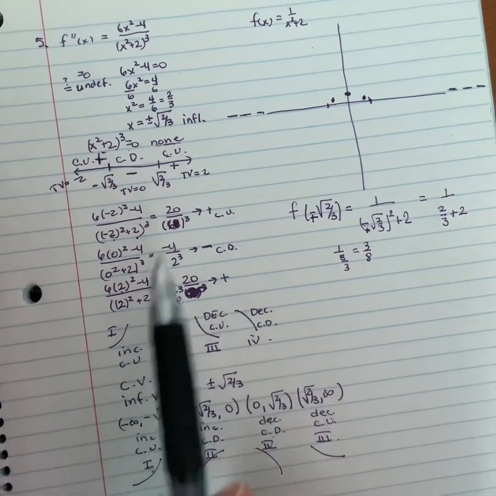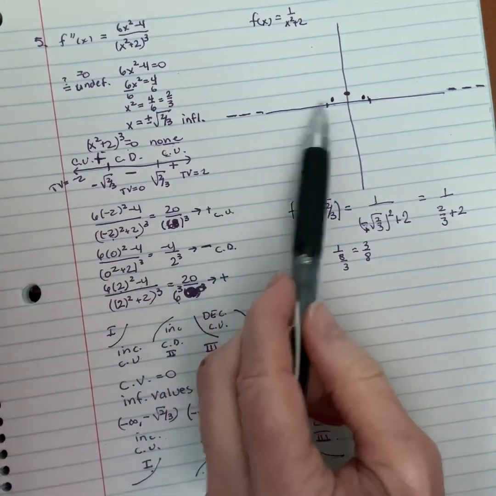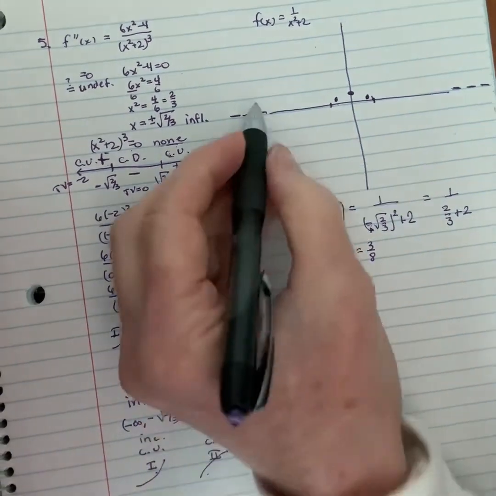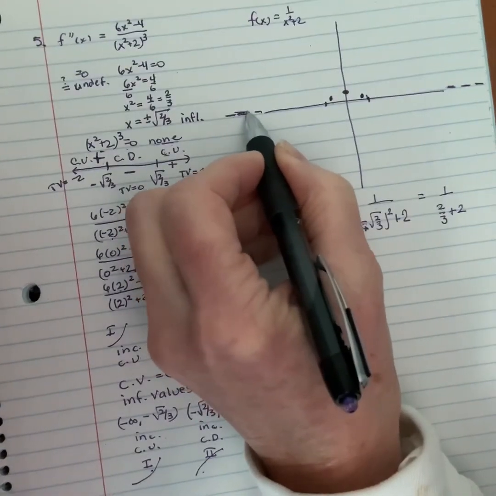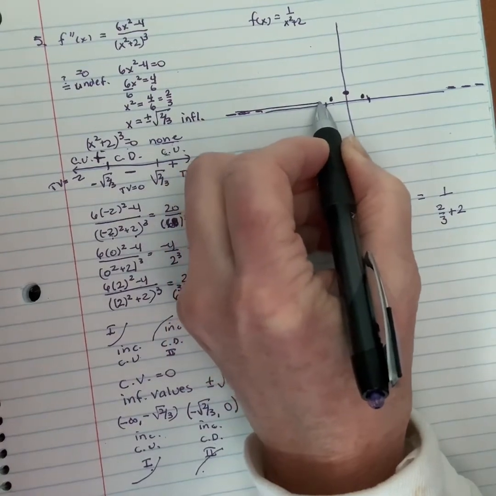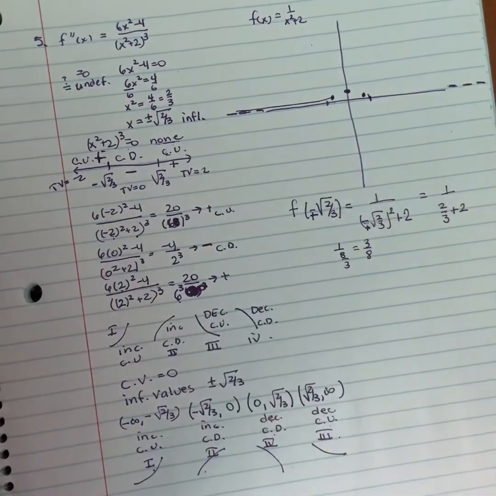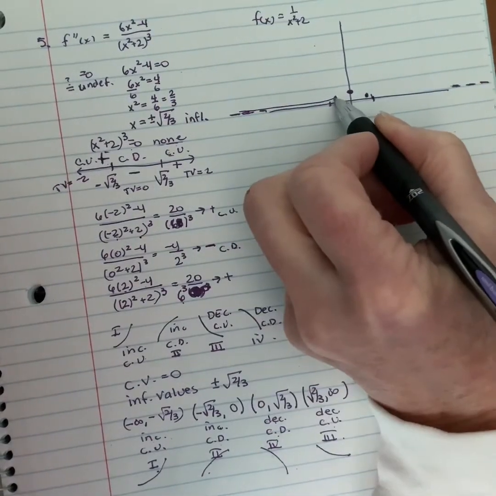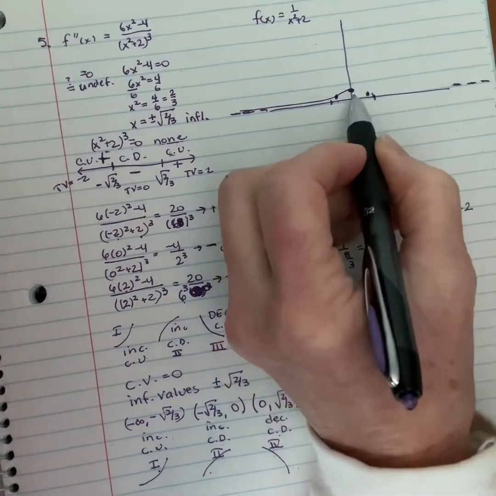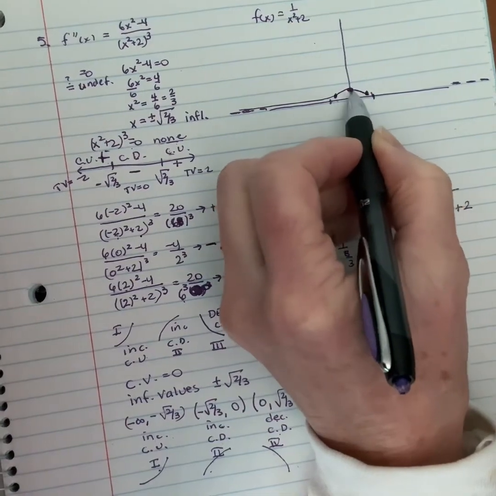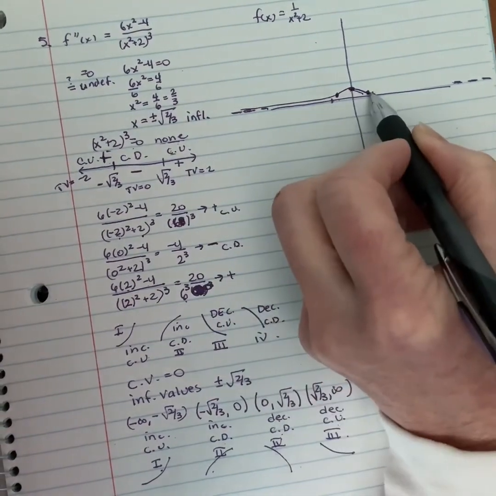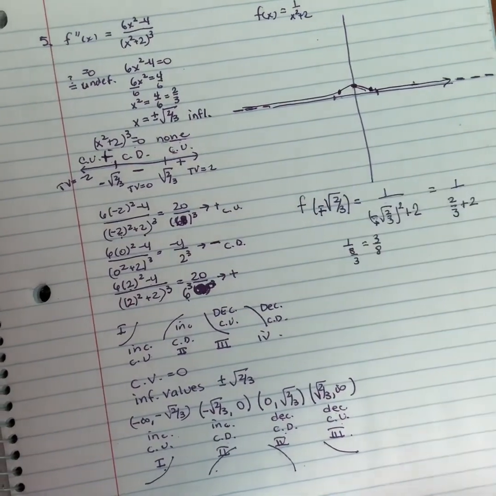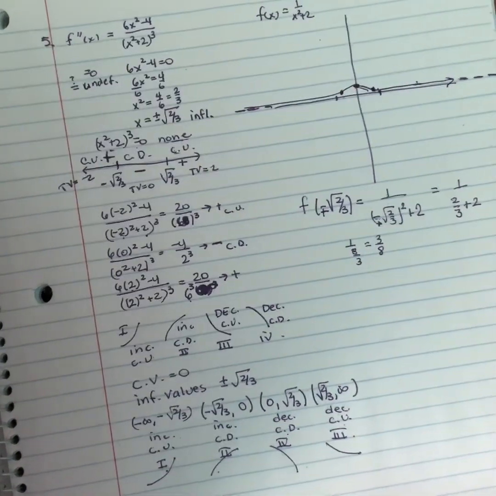So from negative infinity until I get to this point, I've got to be increasing and concave up. So I'm going to graph it kind of like this. And then I have to turn it into concave down, but still increase. So I'm going to change it to that. And then I'm going to stay concave down, but decrease. And then I'm going to be concave up. So there's the amazing graph that we just analyzed.